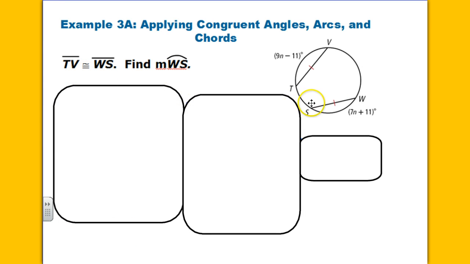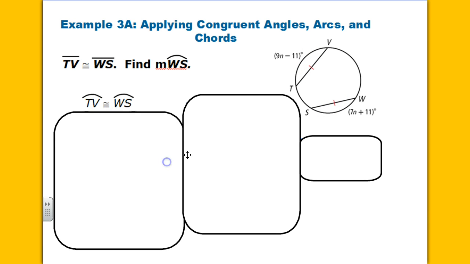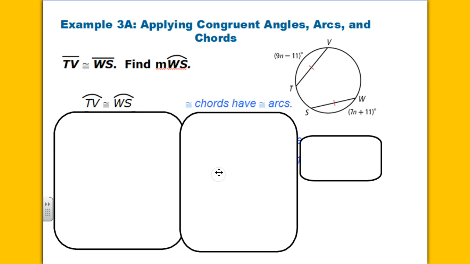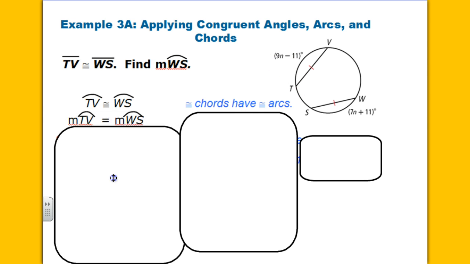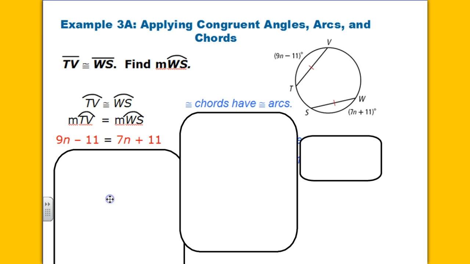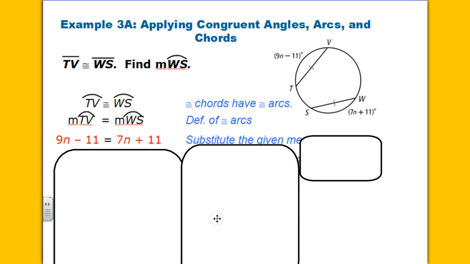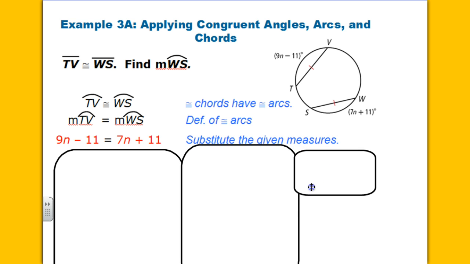Segment TV is congruent to segment WS. TV is congruent to WS. So find the measure of arc WS. Well, if these segments, these chords, are congruent, then their arcs are congruent, right? And we can say that because congruent chords have congruent arcs. And therefore we can substitute the expression: the measure of TV is 9n minus 11, and the measure of SW is 7n plus 11. We're just substituting here. And now solve.